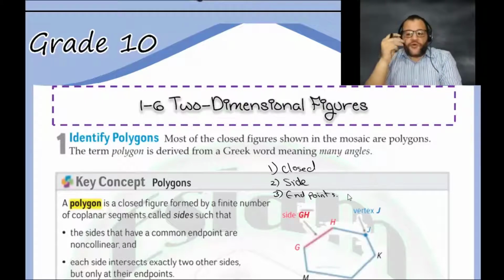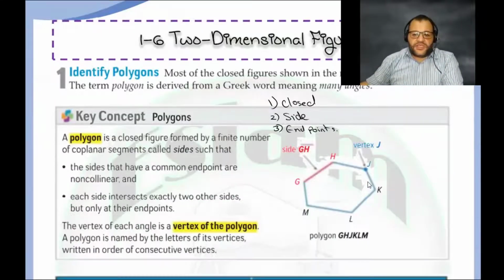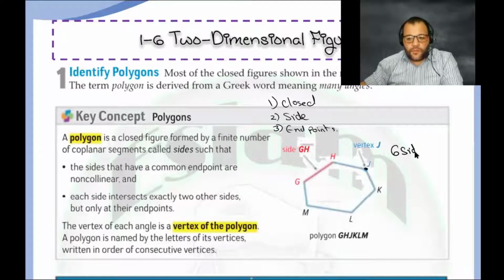For any polygon, it's formed from line segments called sides. Any two sides intersect at one point, and this point is called the vertex of the polygon. The number of sides of the polygon equals the number of its vertices and the number of its angles. So this polygon is formed from 6 sides, so we have 6 sides, 6 vertices, and 6 angles.